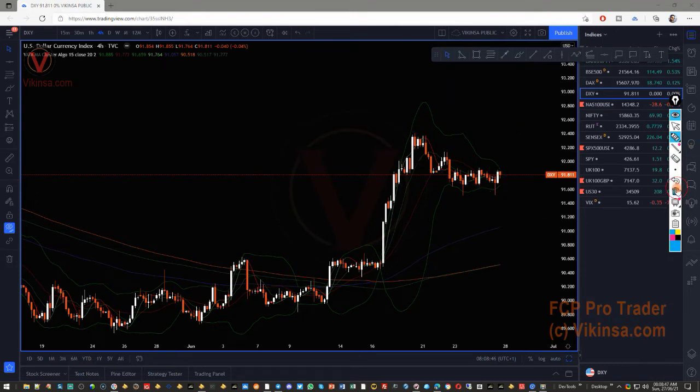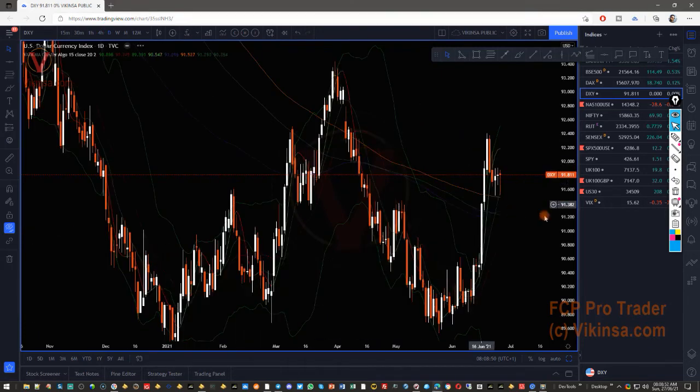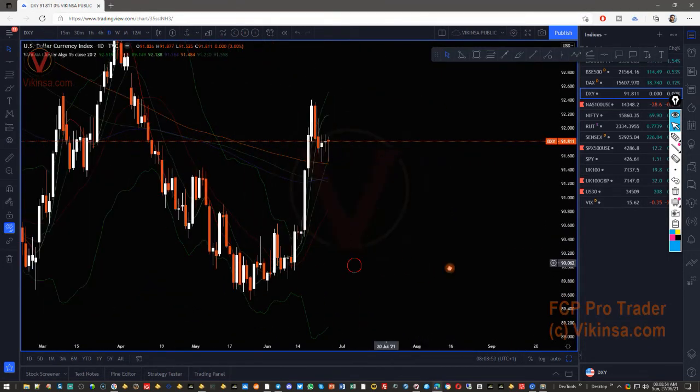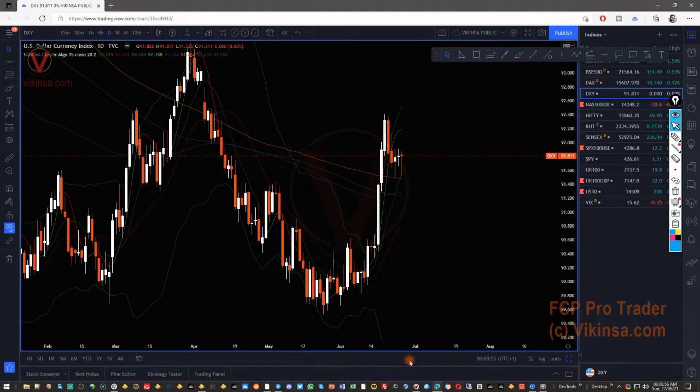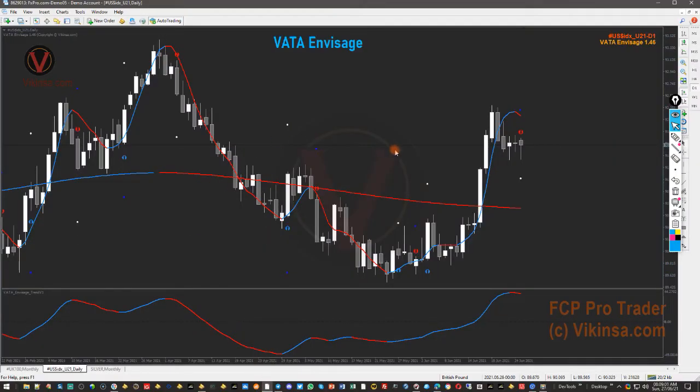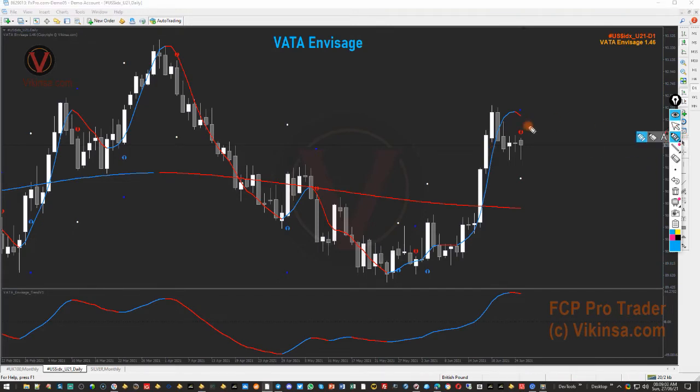So this is what we have here on a 4-hour time frame. Let's go back to daily time frame. So what do we have is, if I bring in Vata and Visage as well, if you have Vata and Visage, you know what I'm talking about. On daily time frame, the market is showing us a bearish move. There is a bearish signal here.